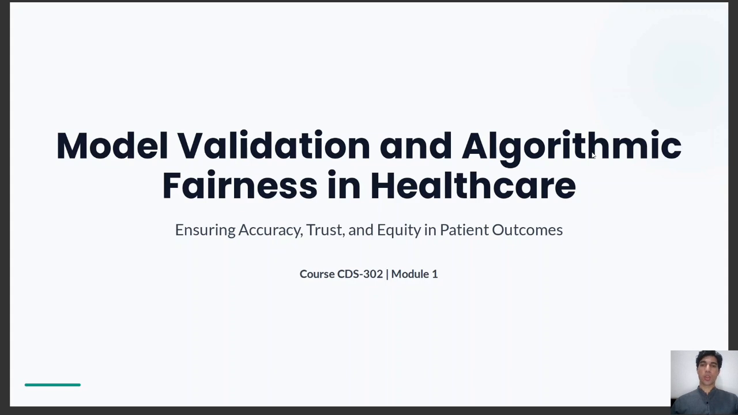So until now we have looked into predictive modeling, comparing different models and evaluating them. But today we will be moving forward into model validation and algorithmic fairness in healthcare data science, and this will help us ensure accuracy, trust, and equity in patient outcomes. So let's get into it.